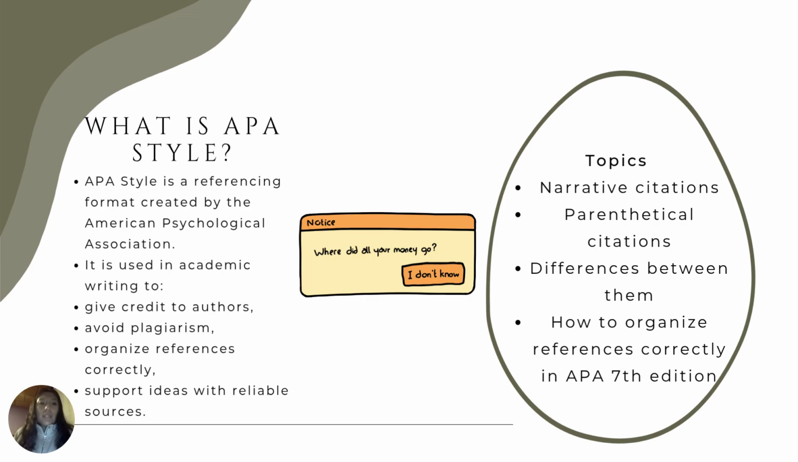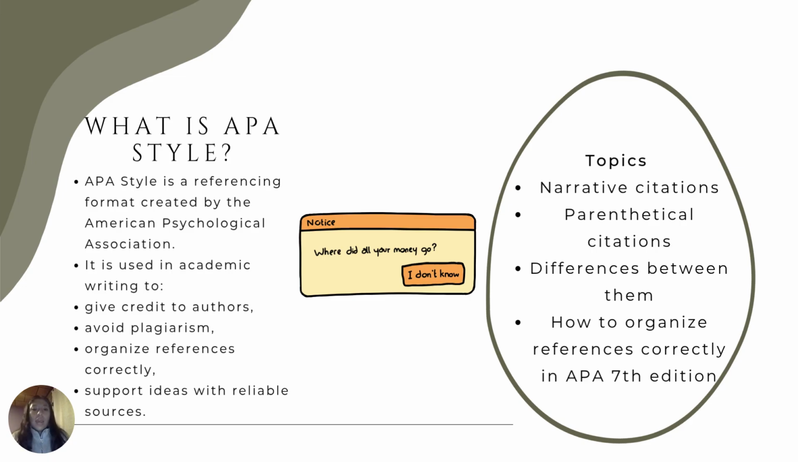The APA style is a reference format created by the American Psychological Association. This style can help to work in different documents, for example, in school, in the university, or at work. This part is very important because it helps avoid plagiarism and supports ideas with reliable sources.